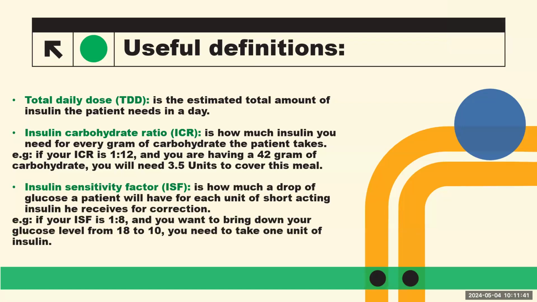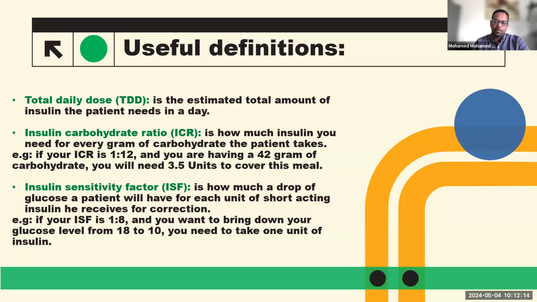And then there is the insulin sensitivity factor, which is how much drop in glucose you experience for each 1 unit of insulin you take if you're not taking carbohydrate. It's basically how sensitive your body is to insulin. So if your blood glucose level is 18 and you want to bring this down to 10, and your ISF is 1 to 8, this means that you need 1 unit to shift your glucose from 18 to 10. And this is how we prescribe the insulin.